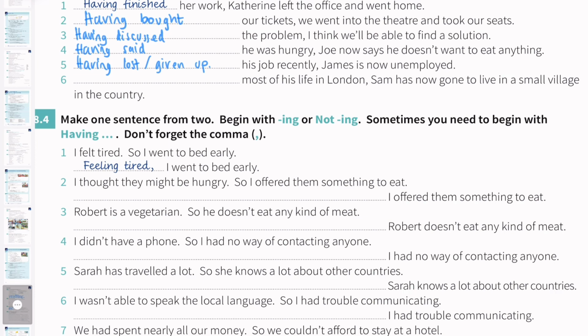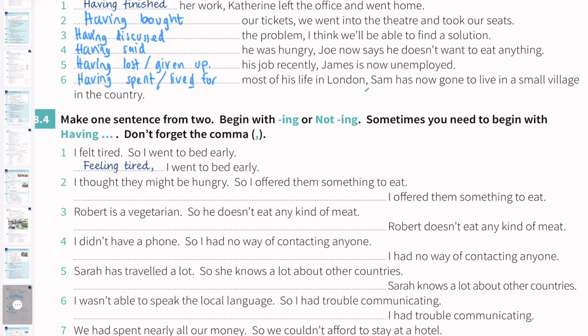And then the last one, number 6. Most of his life in London, Sam has now gone to live in a small village in the country. So we can use spend his life in London. It becomes having spent, plus the past participle. Or we can use the verb to live for. Having lived for most of his life in London. Having spent most of his life in London, or having lived for.